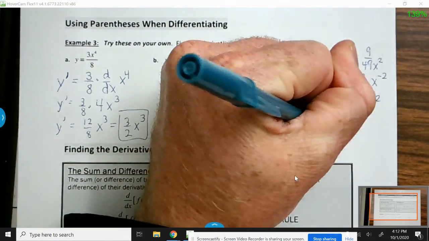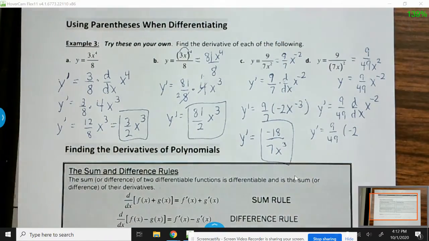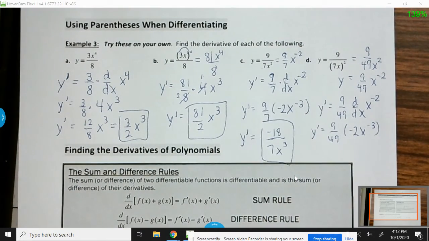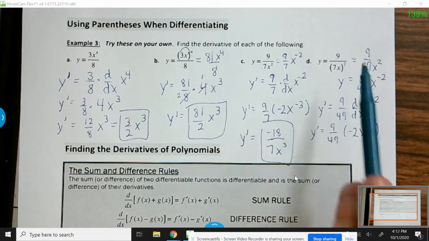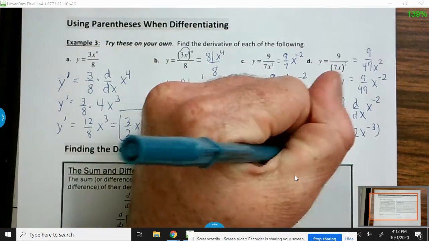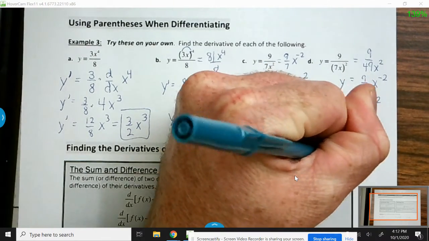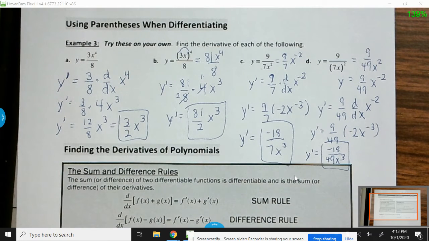Well, that would become, so keep the 9 over 49, negative 2, because that negative 2 goes out front, x to the negative third, right? Again, we saw that in this one. But since that 7 was in parentheses, it worked out slightly differently. That becomes negative 18 over 49 x to the third, right? I'm going to put that positive exponent and move it to the denominator.